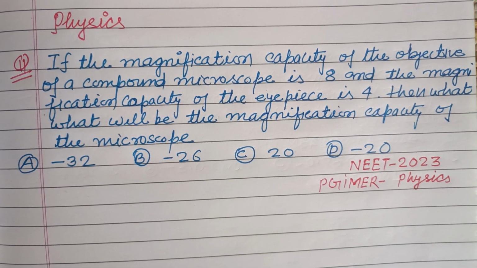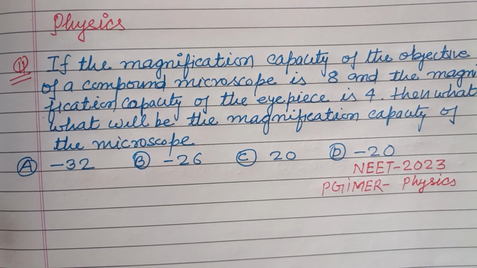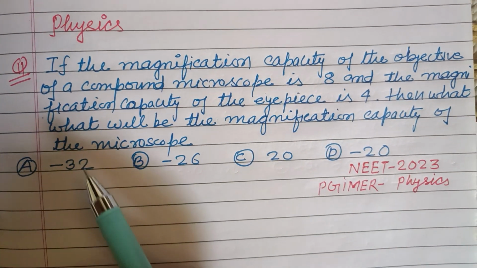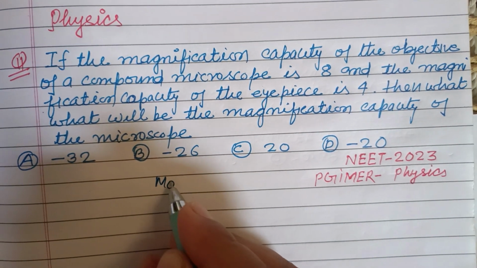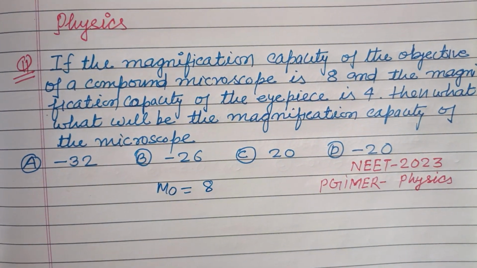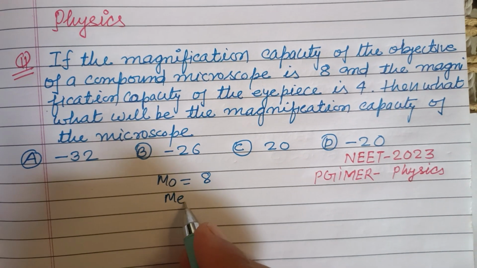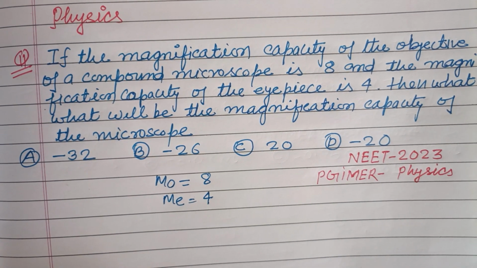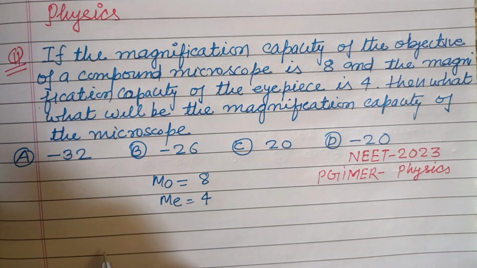This is a question asked in NEET 2023, also PGIMER. The question says: if the magnification capacity of the objective of a compound microscope is 8, so this is MO given to us as 8, and the magnification capacity of the eyepiece is 4, so ME is 4, then what will be the magnification capacity of the microscope?